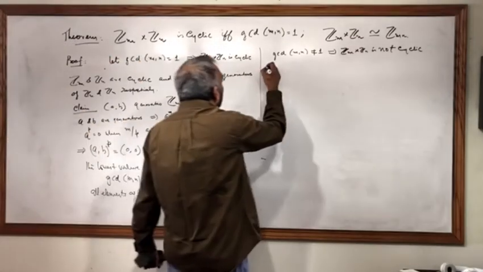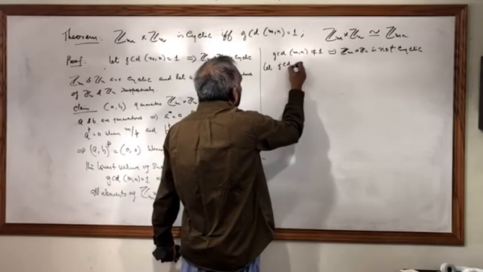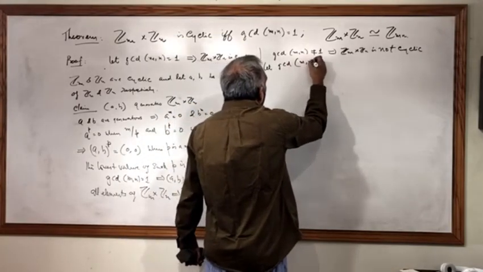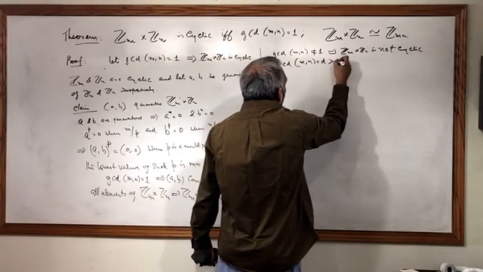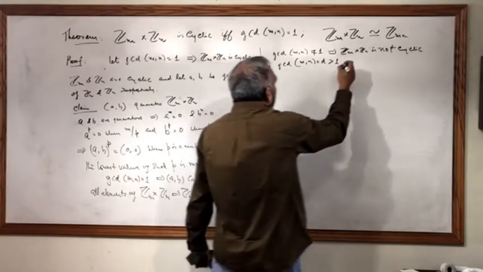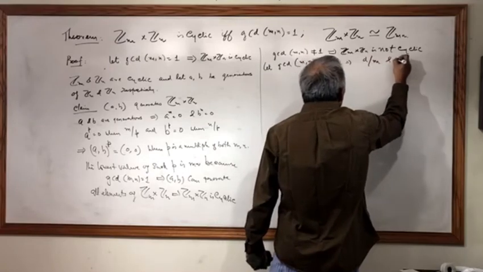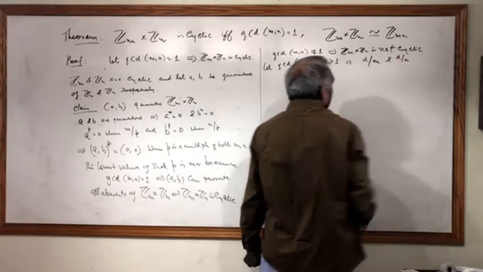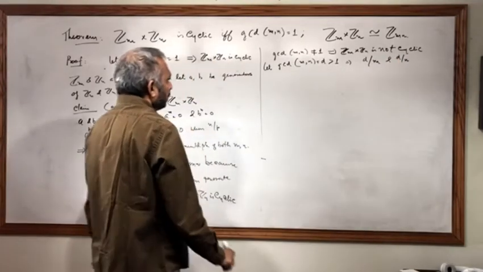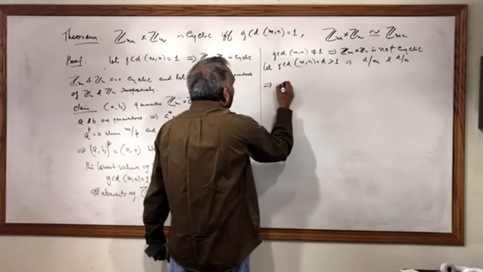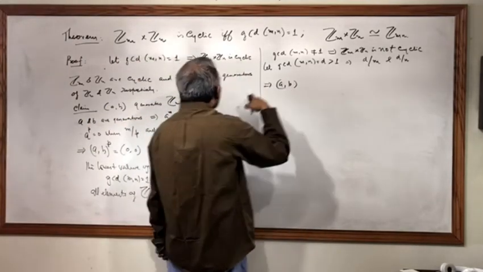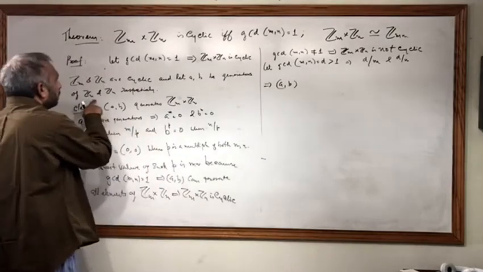Here let GCD of m, n is equal to d greater than 1. This implies d divides m and d divides n. This implies (a, b), I'm assuming that a and b are generators here.